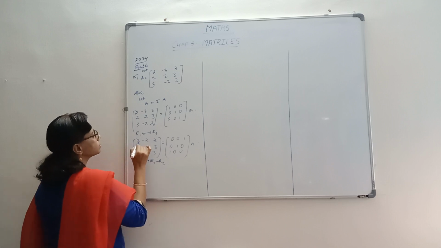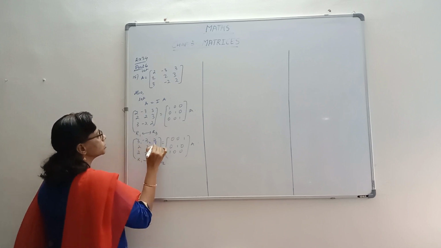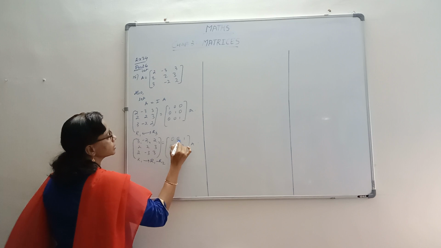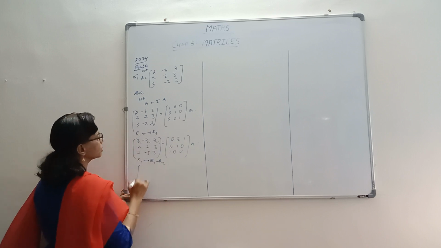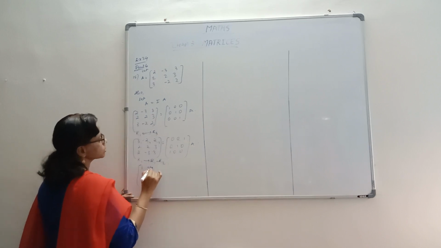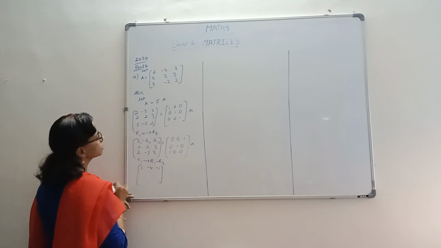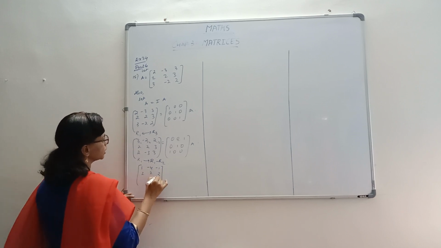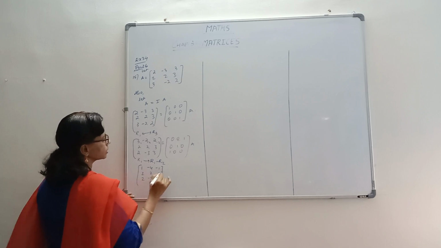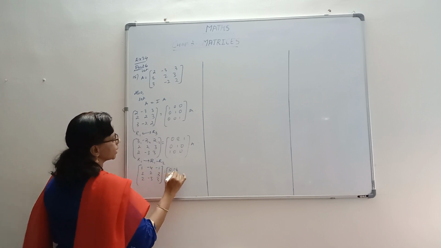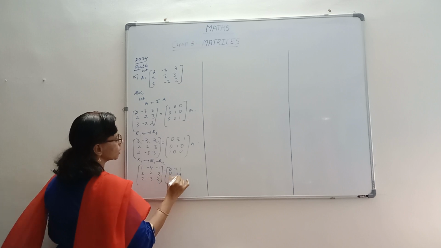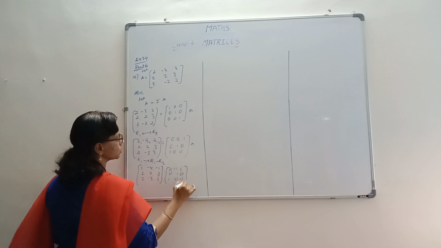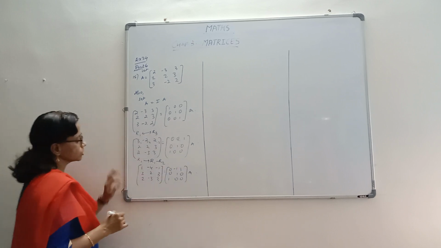So what will happen? This will become minus 2, minus 2, minus 3, and here it is minus 1. Let's check what will happen here: 1, minus 4, minus 1, and 2, 2, 3, 2, minus 3, 3. Here it is 0, minus 1, 1, 0, 1, 0, 1, 0, 0, A. Okay, so this is achieved.